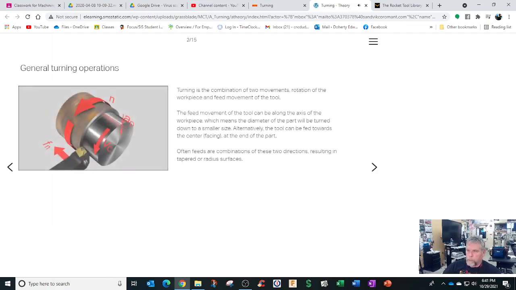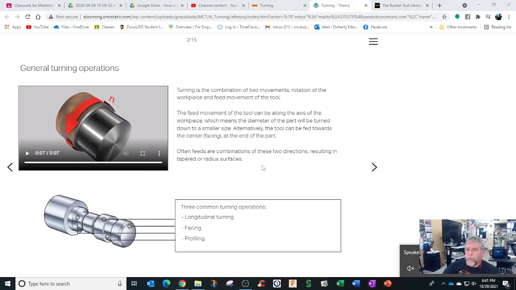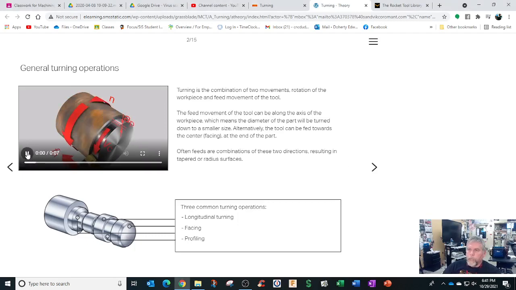This is the fundamental operations for turning. I hope that wasn't too loud. I meant to turn that down, but anyway, we've got facing and turning. We'll just let that play again. Turning and facing. Generally, I do facing first and then turning, and I believe Tyson does the same thing. But we need to figure out RPM and feed rate.